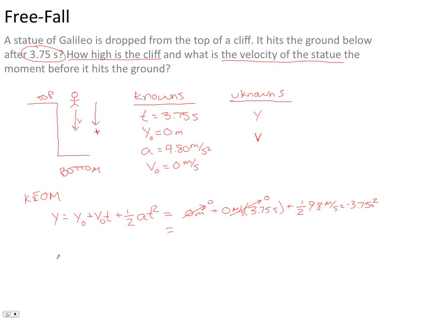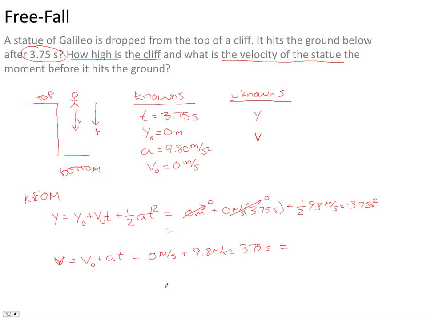And for v, after considering the kinematic equations of motion, the equation that makes most sense for finding v is the equation that looks like v equals v naught plus a times t. Plugging in what we know, v naught, 0 meters per second, plus 9.8 meters per second squared, times 3.75 seconds equals our answer. Again, I don't have my calculator with me, so I can't figure this out right now, but it's just plug and chug and you're at your answer.